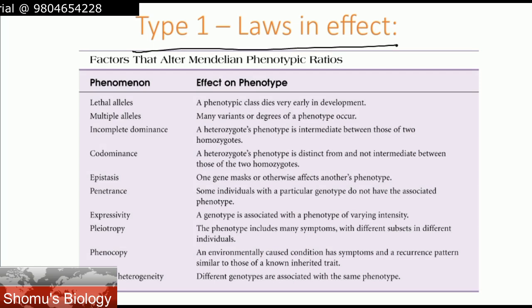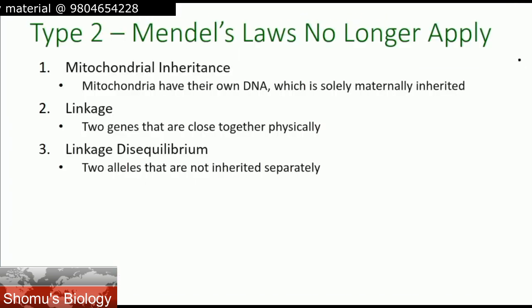So again, for a summary, I put all these laws and their effects, from lethal gene till genetic heterogeneity. You can easily check the summary of that. Now let's talk about type 2.